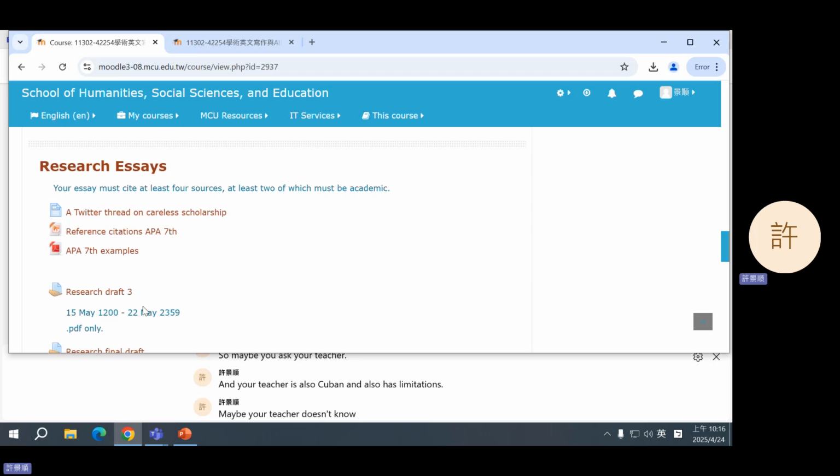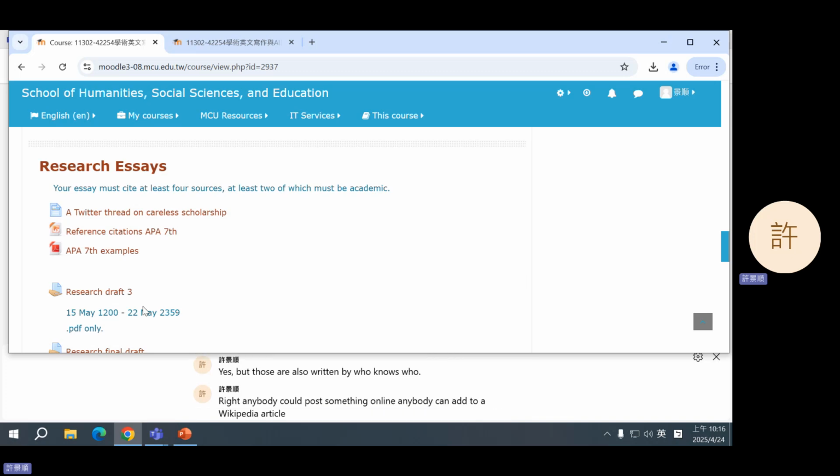So next you might try AI. But we know AI can bullshit you, and you don't know if it's true or not. So, okay, maybe you try something more reliable, like Google or Wikipedia. Yes, but those are also written by who knows who, right? Anybody could post something online. Anybody can add to a Wikipedia article.